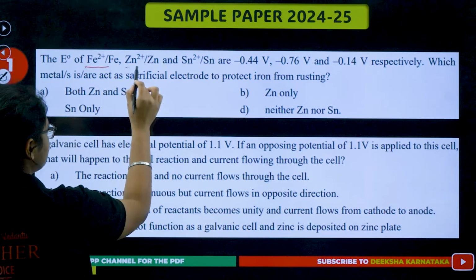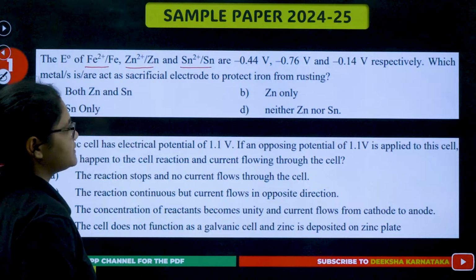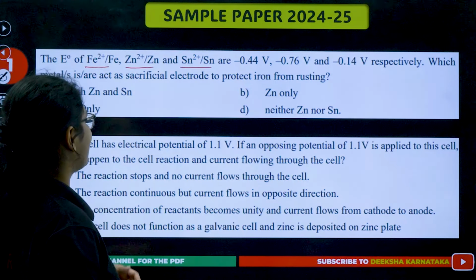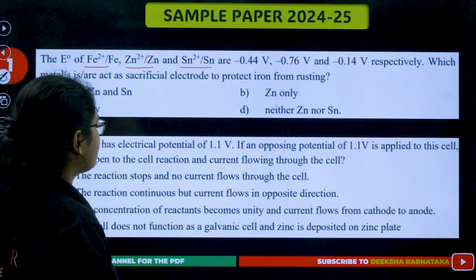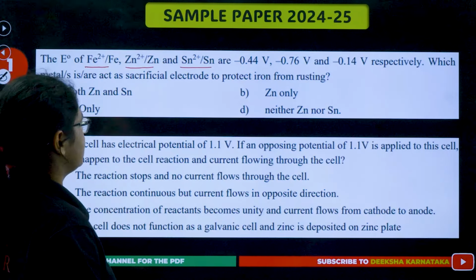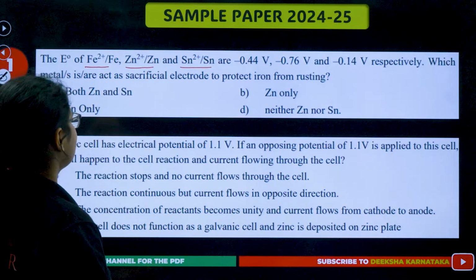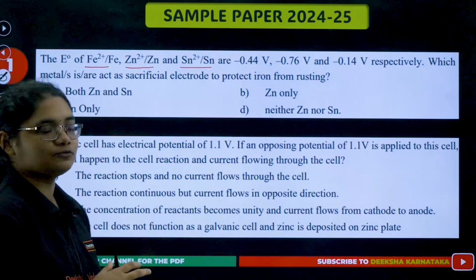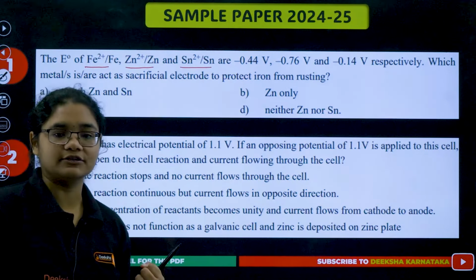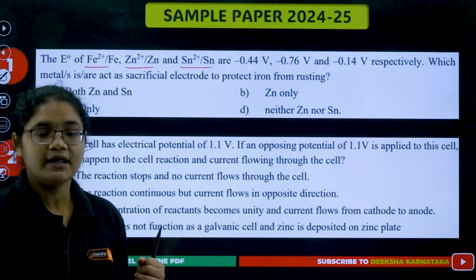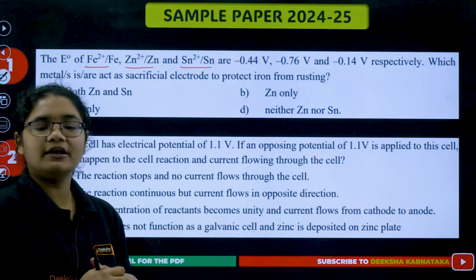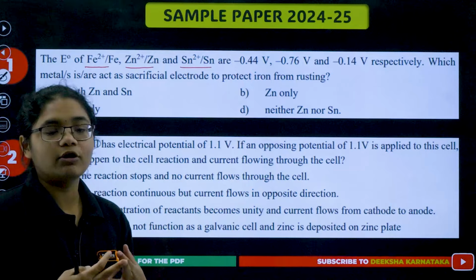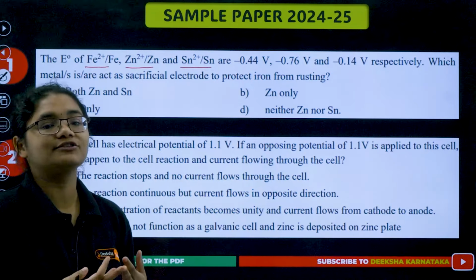E0 values of Fe2+, Zn2+, Sn2+ are given. Which metal or metals can act as a sacrificial electrode to protect iron from rusting? Now, what does sacrificial electrode mean? That will undergo reduction or reaction faster. We definitely know that zinc can be used as a sacrificial electrode because it will undergo reaction faster.